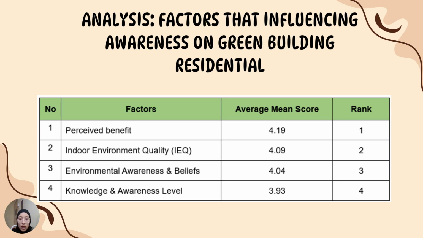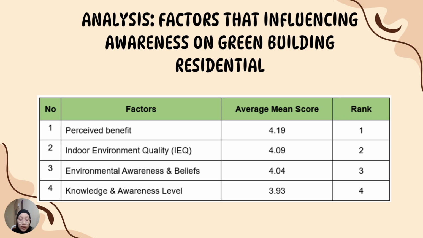Okay, so next we analyze the factors influencing awareness of green residential buildings. There are four main factors analyzed in this study: first is perceived benefit, then indoor environmental quality, next is environmental awareness and belief, and the last one is knowledge and awareness level. The strongest factor was perceived benefit, such as health, comfort, and cost saving, with an average mean score of 4.19.